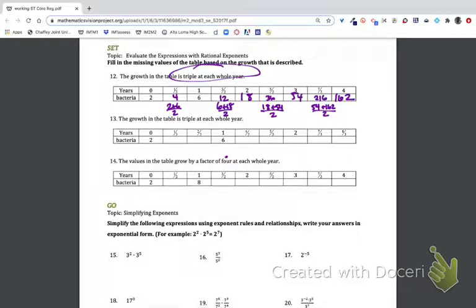Number 14 grows by a factor of 4. So each next step you're going to multiply by 4. 480, so 512. And just like we did in number 12, find the average between the two.